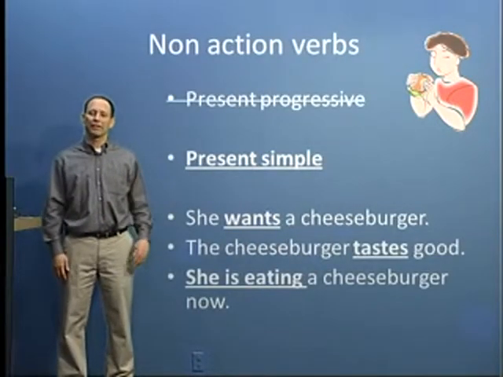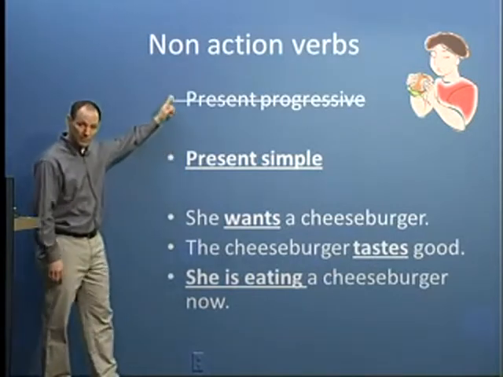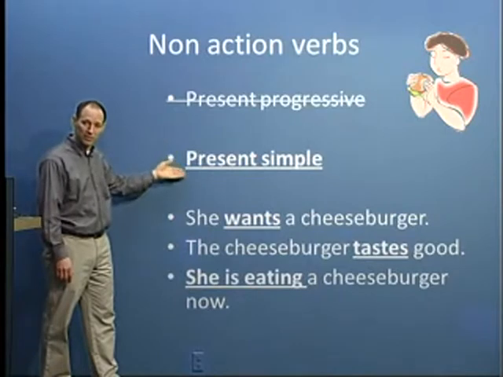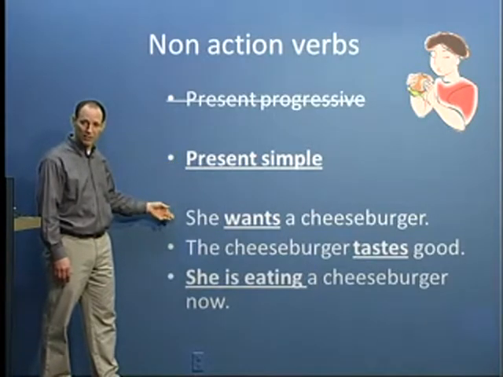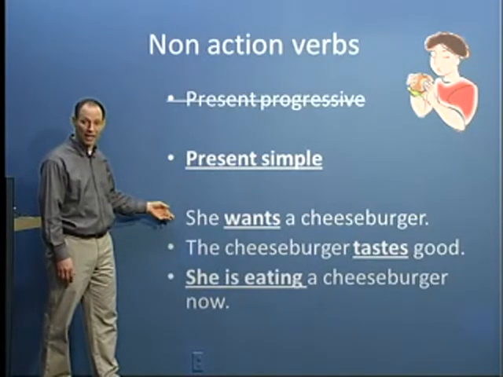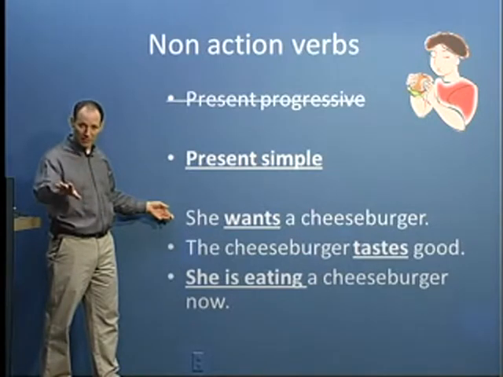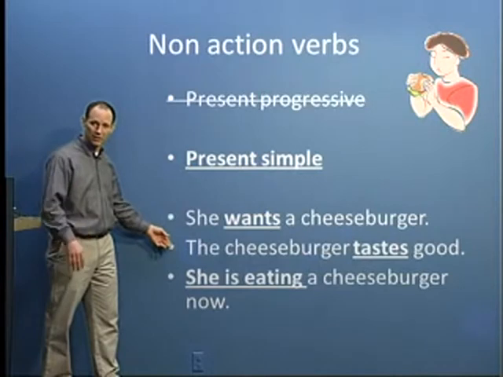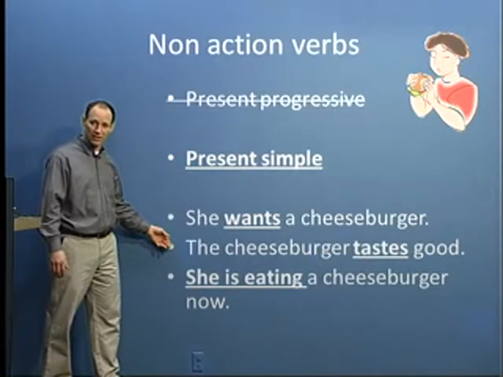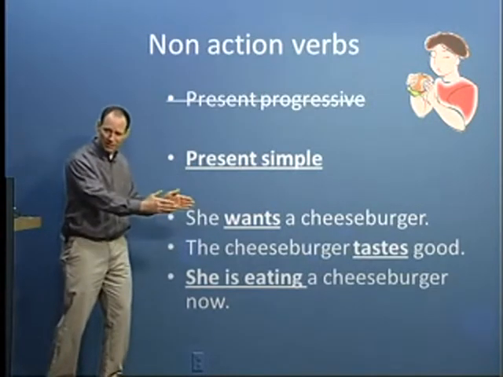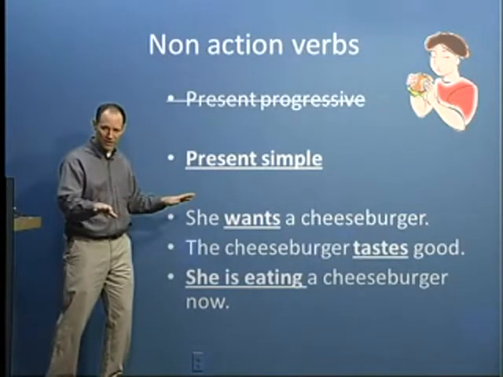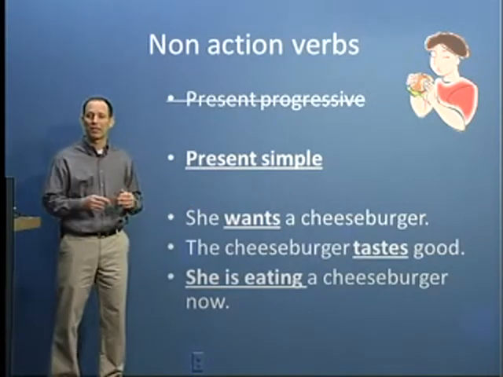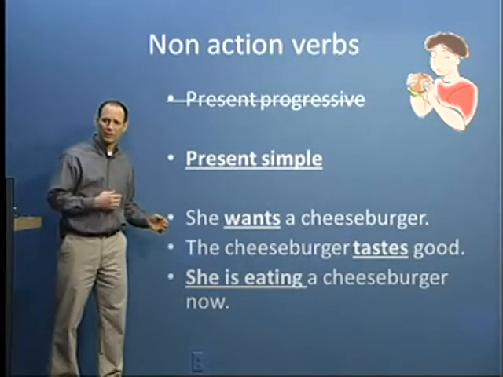So once again, for non-action verbs, verbs with a non-action meaning, we do not use present progressive. We're going to use present simple. For example, she wants a cheeseburger right now, but because want is a non-action verb, we're going to use present simple. The cheeseburger tastes good. Is the cheeseburger doing the action of tasting? No. Because the subject is not doing the action of the verb, that's going to be present simple.